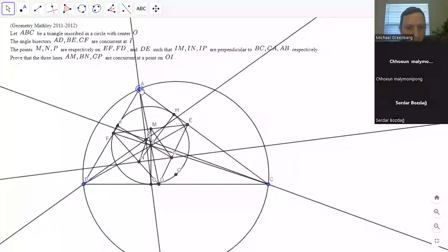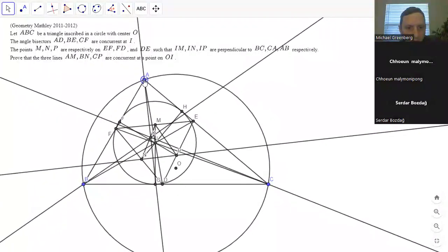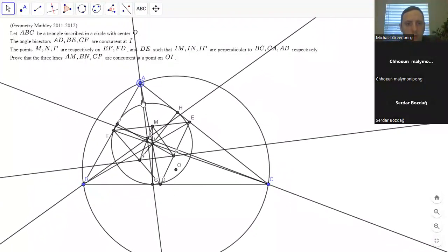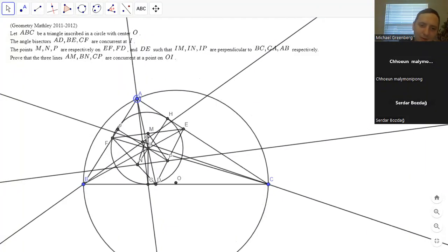So is it obvious, how do we know that those concur? So the perpendicular from A to NP, B to MP, and C to MN. Because MNP and ABC are orthologic with orthology center I. One of the centers is I. So we're using orthologic triangles.